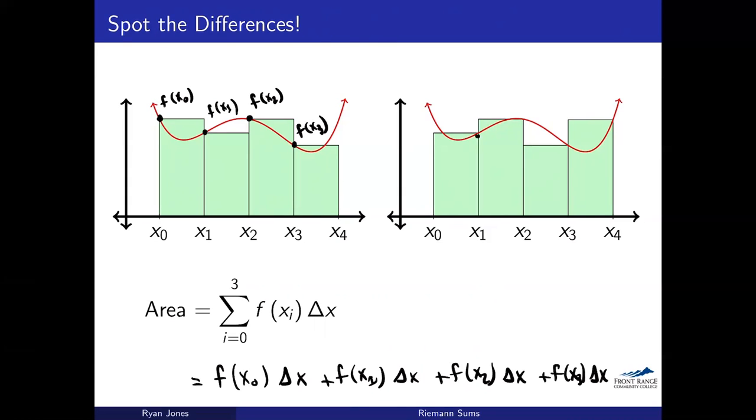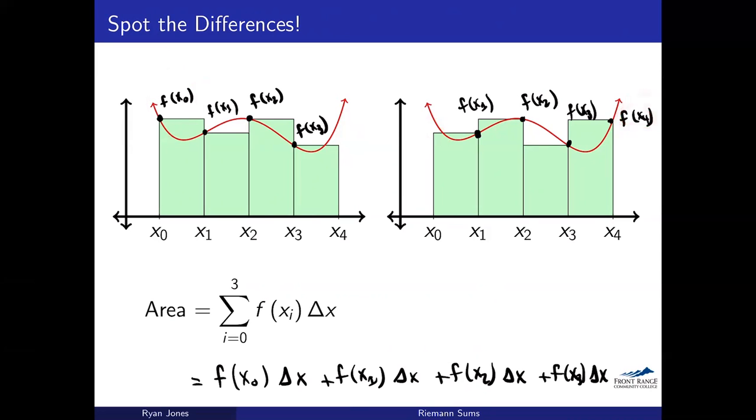Versus over here, I have f of x1, I have f of x2, I have f of x3, and I have f of x4. So what you'll notice is the difference here is here I have x0, but I don't have x4. Here I don't have x0, and I do have x4.